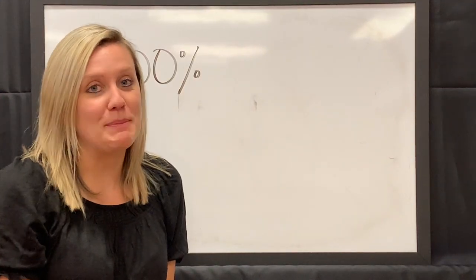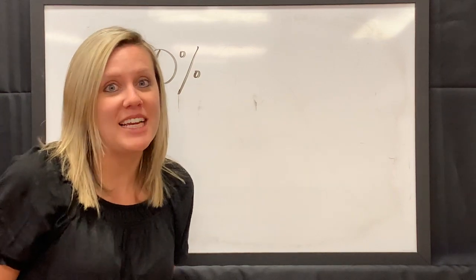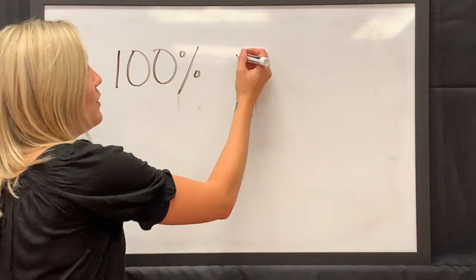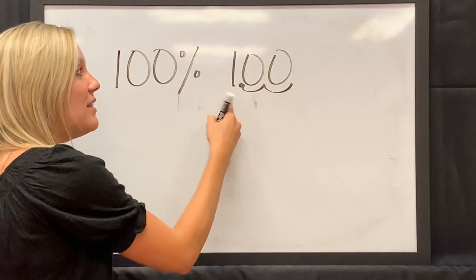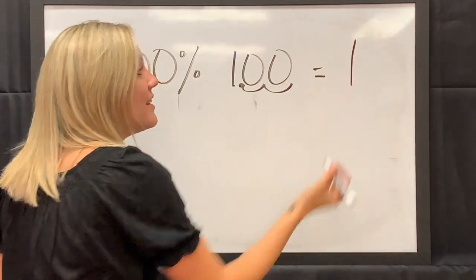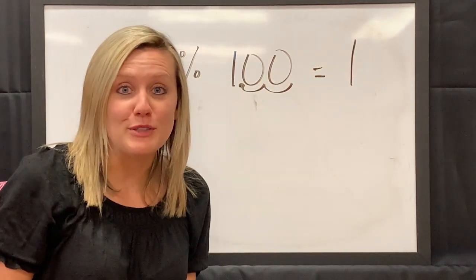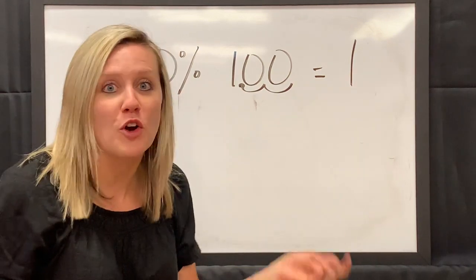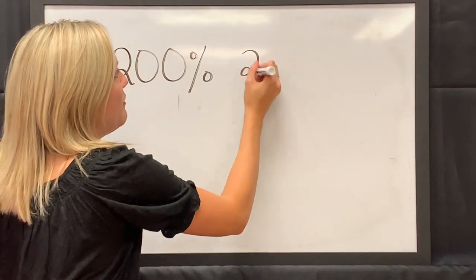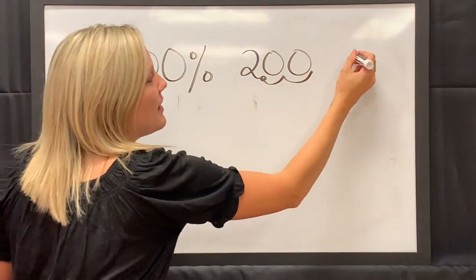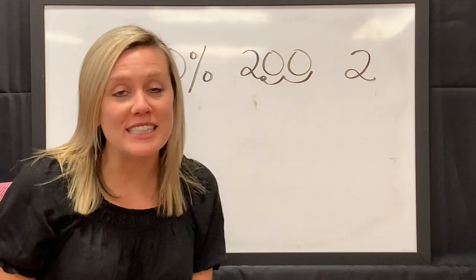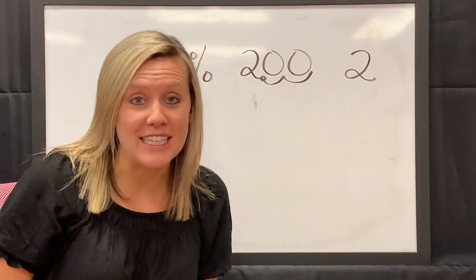Okay, 2 more. Surprisingly, this one is going to be the same answer when we do it as a fraction and as a decimal. So here we go. Write 100, move the decimal twice, and we are left with just 1. That was the same answer that we had when we were doing a fraction. It's equivalent to $1 or 1 whole. Okay, 1 more. Here we have 200%. So I'm going to rewrite it. I'm going to move my decimal twice, and I'm going to be left with 2. And that is also the same thing that we got when we did it as a fraction.